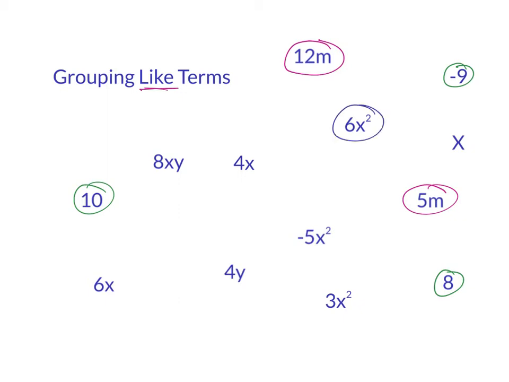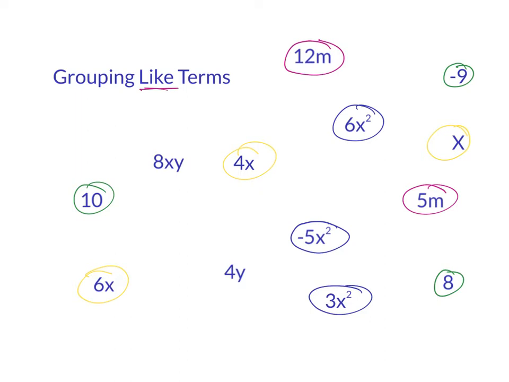Let's see, 6x squared. So we have 6, and then it's being multiplied by x squared. So we need to look for other x squareds. It can't just be an x because we have to have the same exponent as well. So if we look for the other x squareds, we've got -5x squared, and we've got -3x squared. The next ones, we've got x and 4x and 6x. Those are all like terms. Same letter, same variable. What's in front of it doesn't really matter that much.